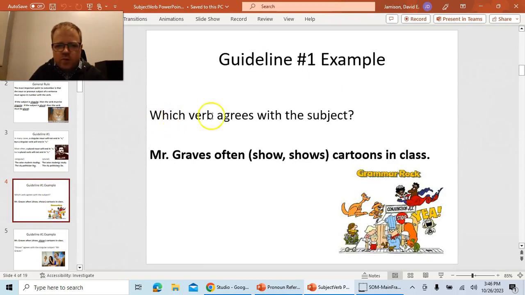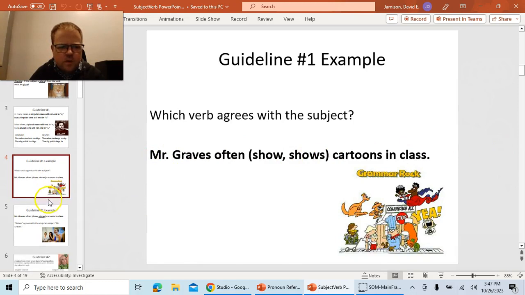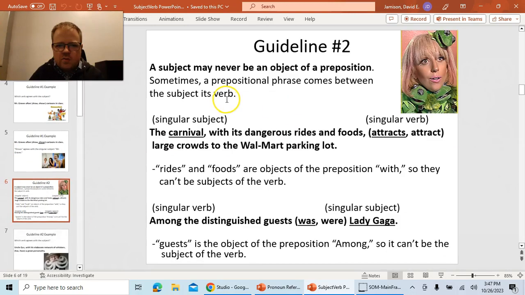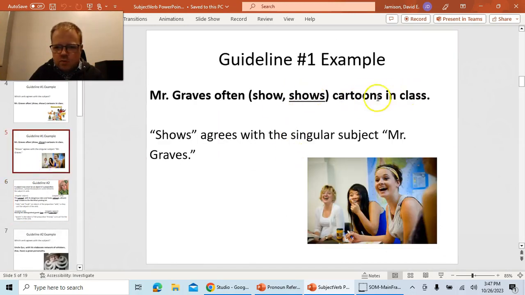So, which verb agrees with the subject? Mr. Graves, the guy that invented this PowerPoint, often show or shows cartoons in class. Obviously, Mr. Graves often shows cartoons in class, because there's only one Mr. Graves, and he shows cartoons.